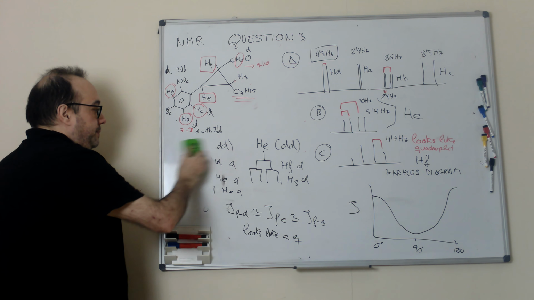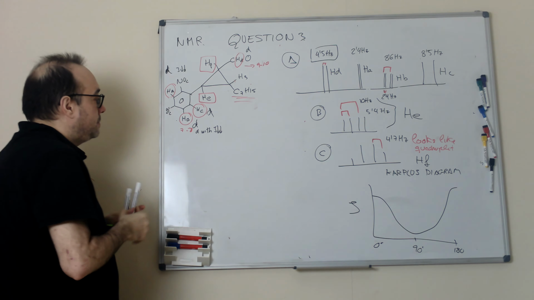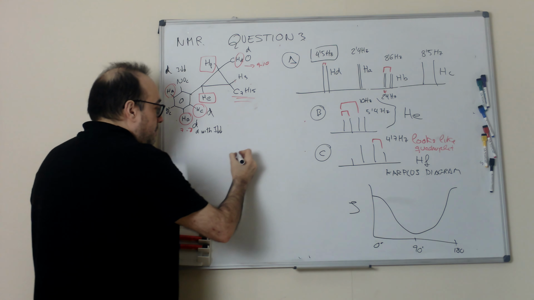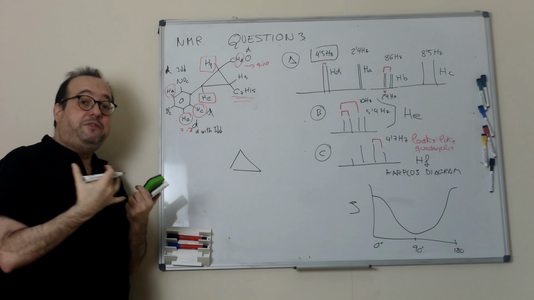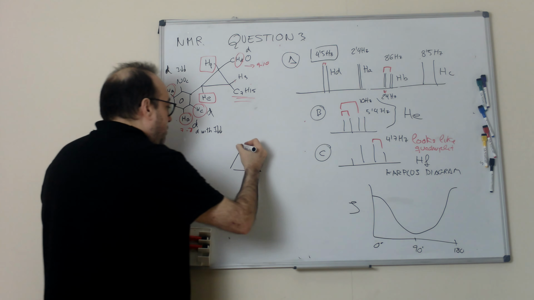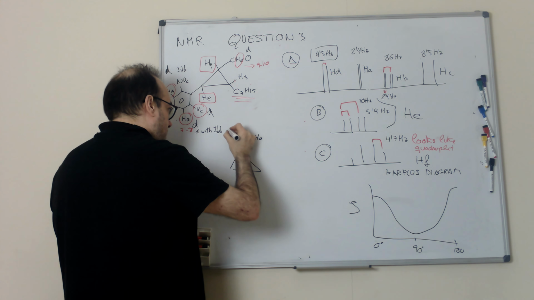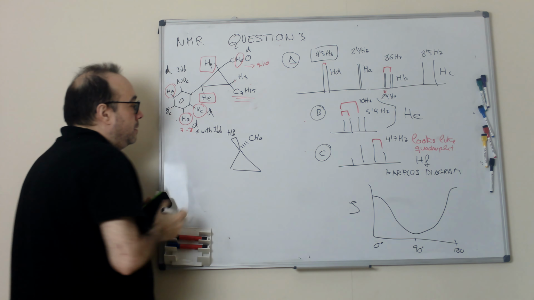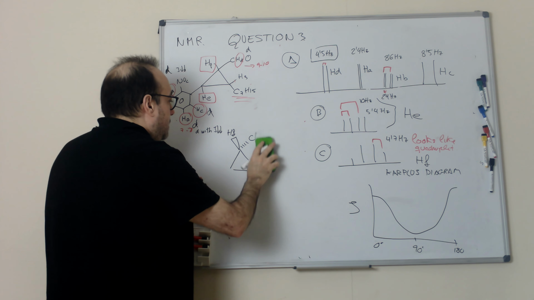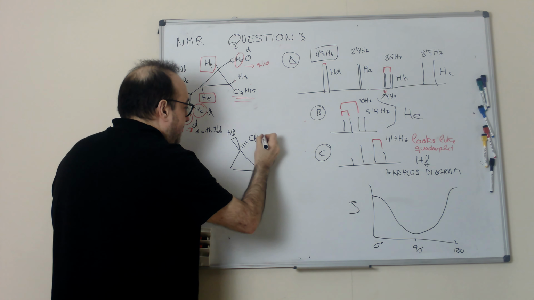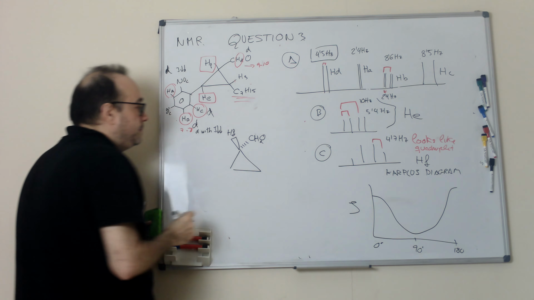How can we do it? Well, basically, a cyclopropane is a rigid structure. That means that what we have, okay, sorry, is, for example, this aldehyde. Okay, this is HF, this is HT, okay?